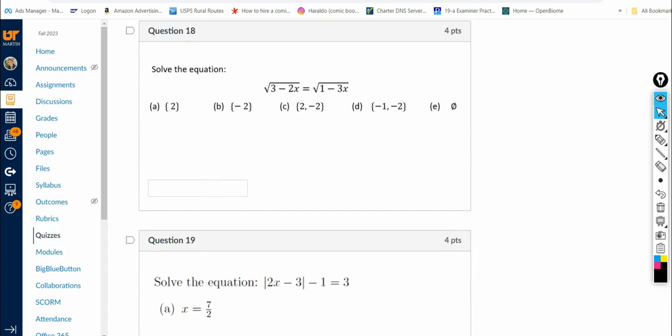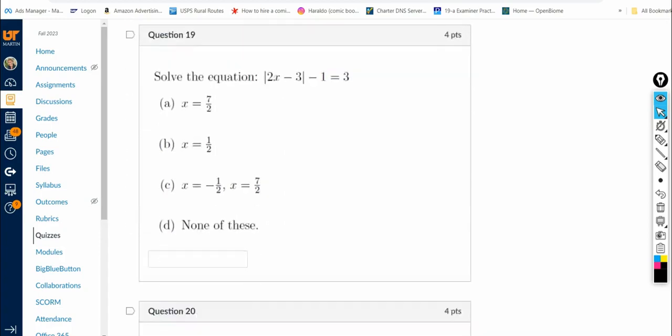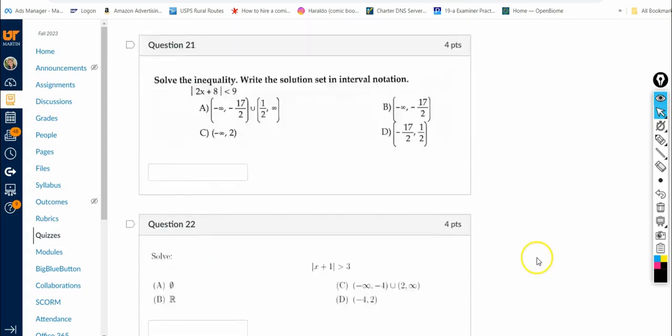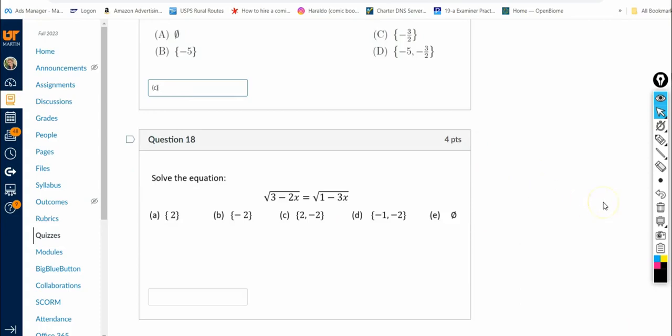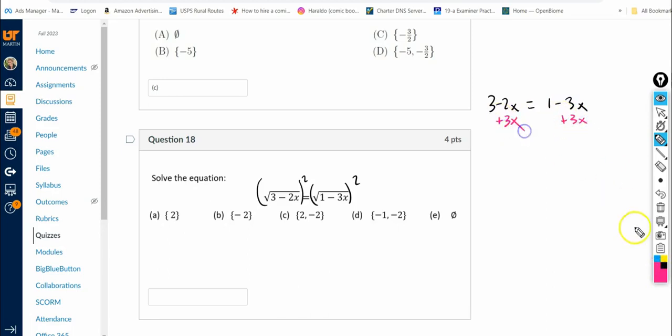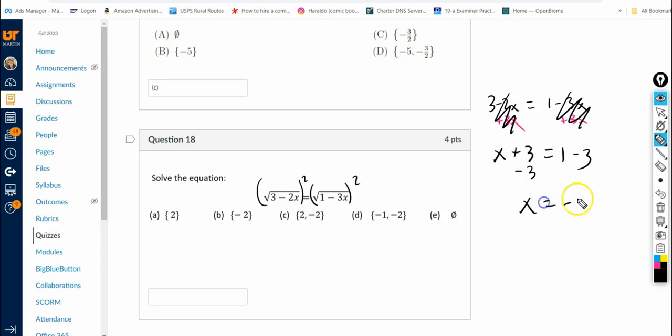And let's see if we can solve this equation. How many questions have we actually got here? All right, so let's come here. If I square both sides, I'm going to have 3 minus 2x is equal to 1 minus 3x. Then I'm going to add 3x to both sides. And 3x minus 2x is x. And then subtract 3 from both sides. And x is equal to minus 2.